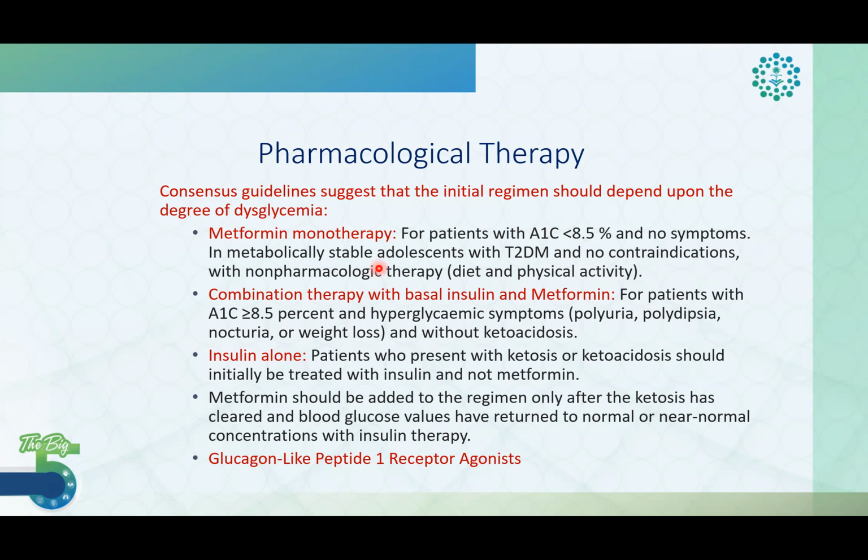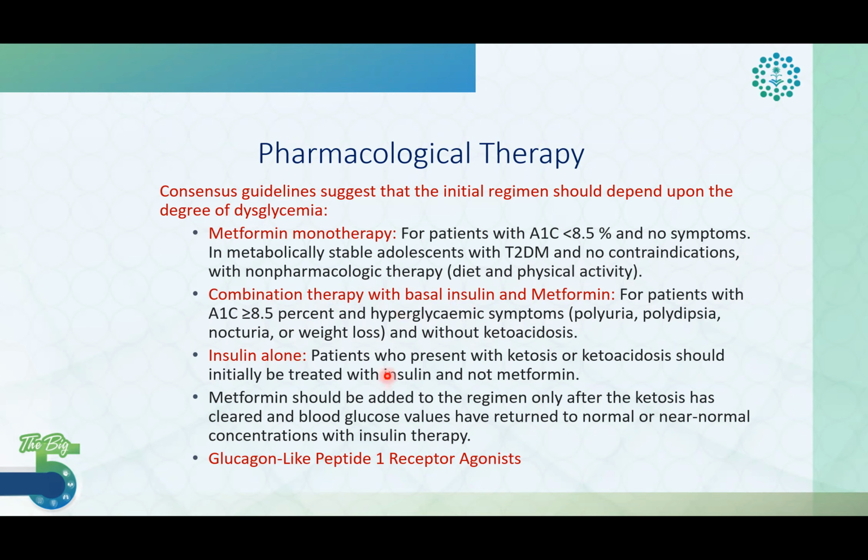In a metabolically stable adolescent with type 2 diabetes who has no contraindication to metformin, we use combination therapy of metformin and basal insulin. For whom? For those with hemoglobin A1C equal to or more than 8.5%, as well as hyperglycemia symptoms: polyuria, polydipsia, nocturia, weight loss without ketoacidosis. So those with symptoms and hemoglobin A1C 8.5% or more should have combination therapy of metformin and basal insulin.